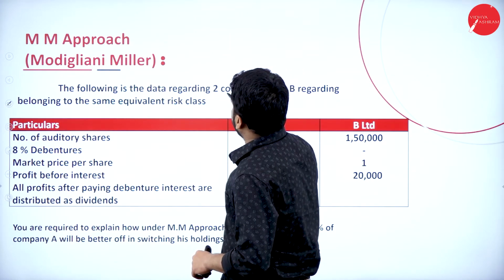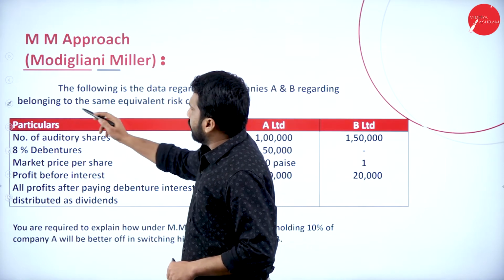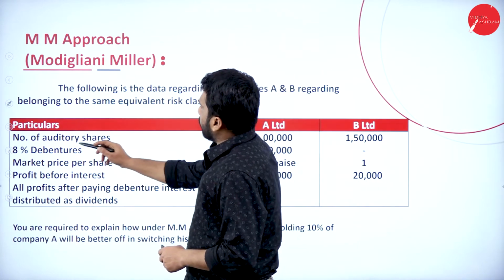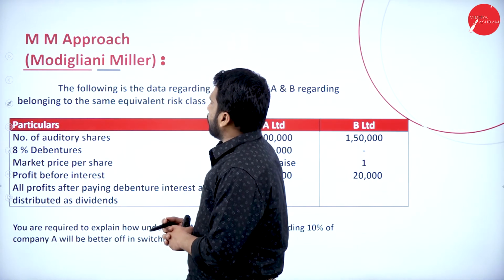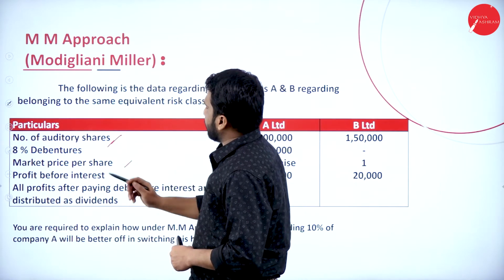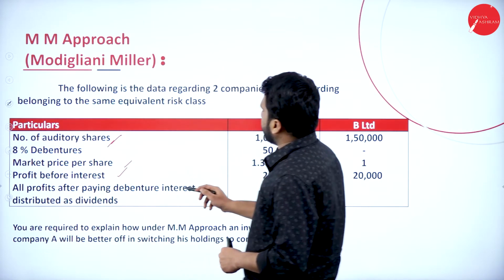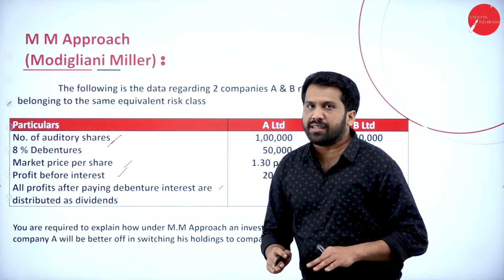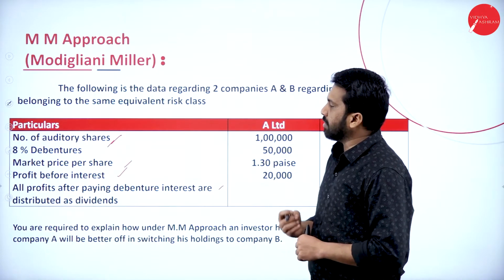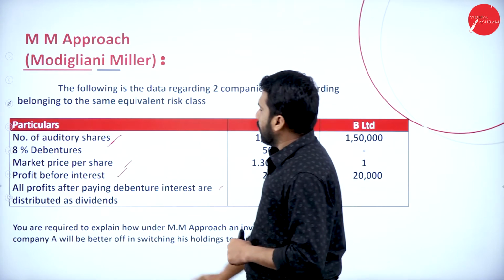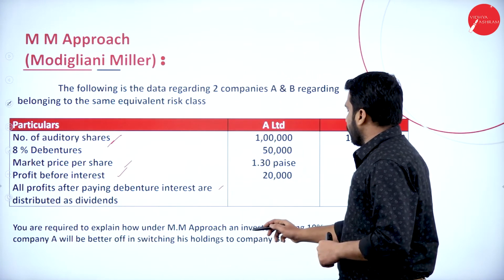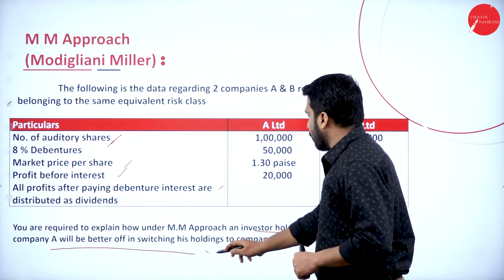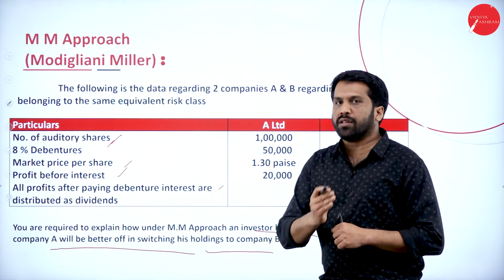The following is the data regarding two companies A and B belonging to the same equivalent risk class. Now, we have number of ordinary shares and 8% debentures, market price per share, and profit. All the profit after paying debenture interest is distributed as dividend, meaning there is no retained earnings. Whatever profit they have earned is distributed to the shareholders. Now, you are required to explain how, under the arbitrage approach, an investor holding 10% of company A will be better off in switching his holding to company B. Hope you are clear. Yes.